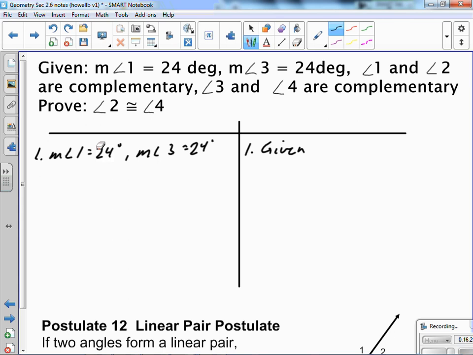And then, since they both equal 24, they should be equal to each other. So I want to say that the measure of angle 1 is equal to the measure of angle 3, which would be the transitive property of equality this time.